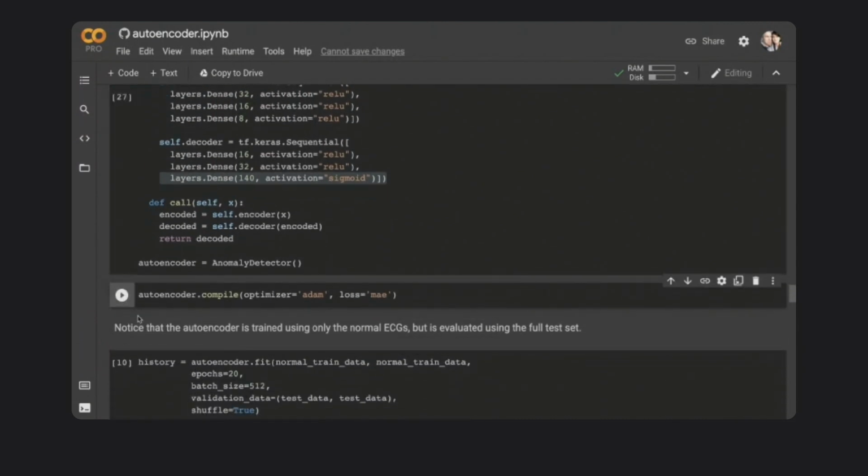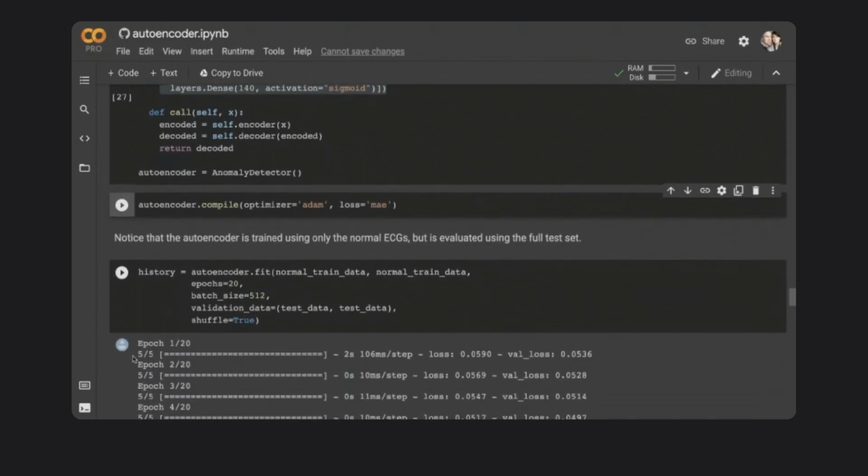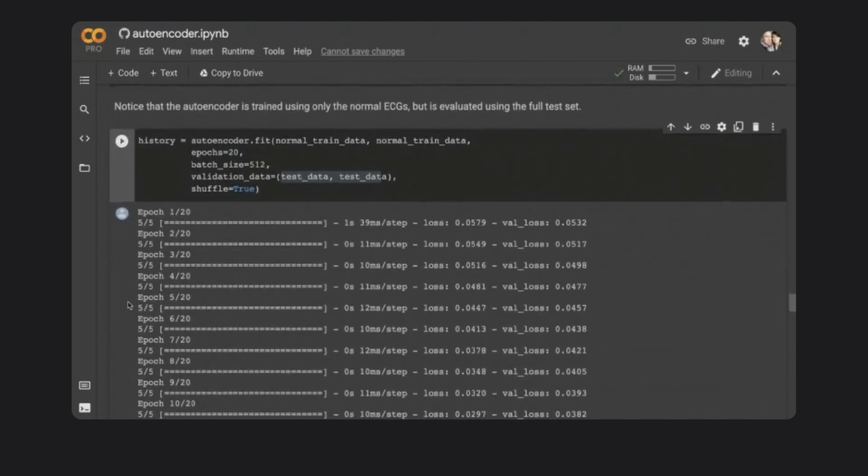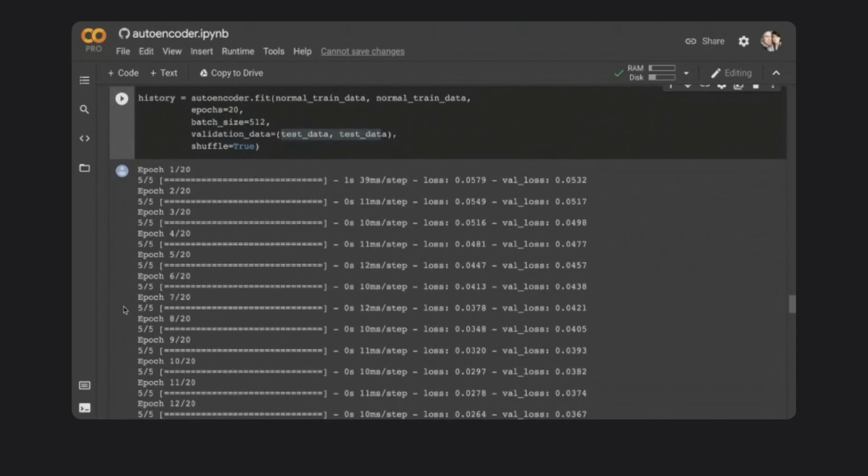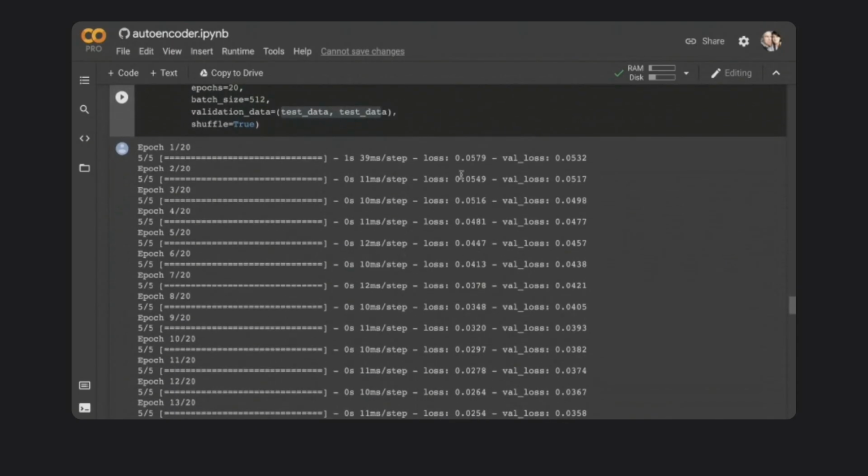In Keras and TensorFlow, once we've defined our neural network, we compile it. When we compile it, we specify the optimizer and the loss function. I'm just using a simple Adam optimizer, and MAE, which stands for mean absolute error, as my loss function. So I'm going to compile it with that, and then train it. It's going to try to fit the normal training data to the normal training data. It's going to train for 20 epochs, and then we're going to test validation on the test data and shuffle the data as we're doing it. We can see it's running pretty quickly. Keep an eye on the loss.